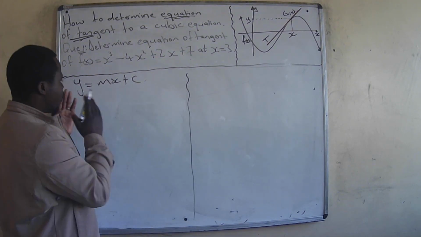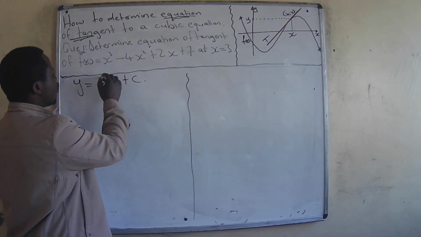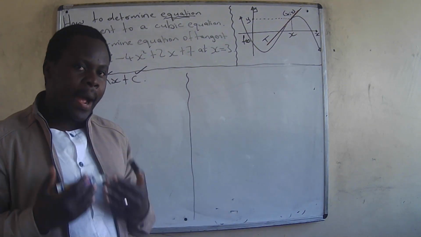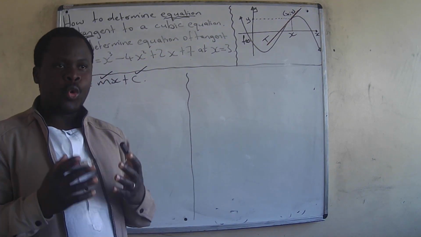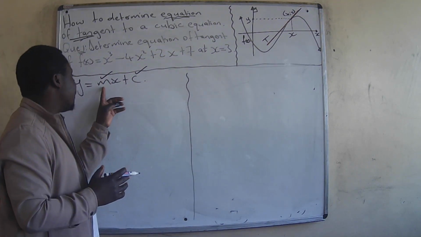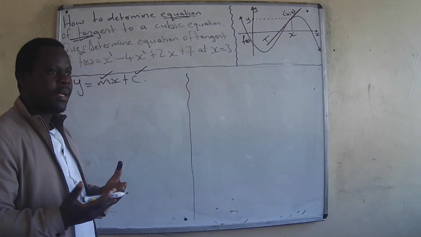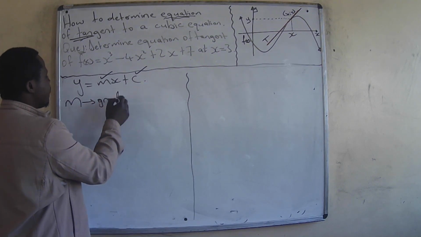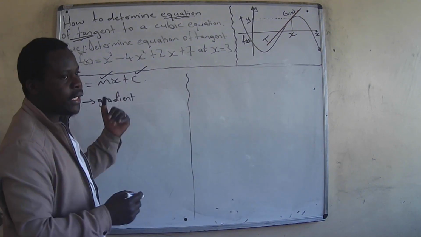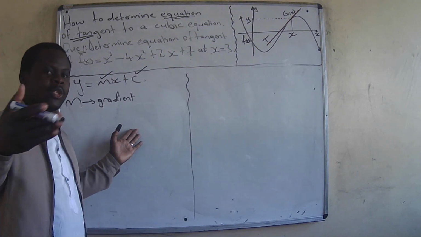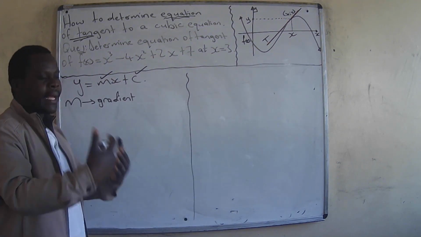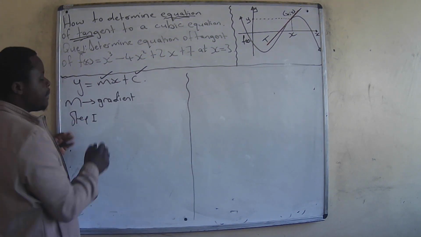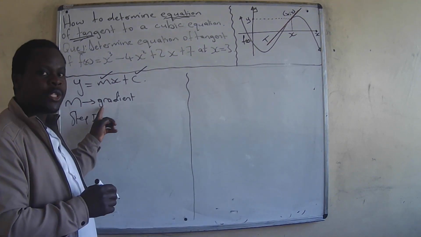Two things that we need in this case: we just need to know the value of m and the value of c only. But for us to get those two values, we need to know how we get m and what m represents. I'll write that m represents the gradient of our tangent. Since m represents the gradient of our tangent, how do we determine it? I'll introduce step number 1. Step number 1 is to determine m, which is the gradient.